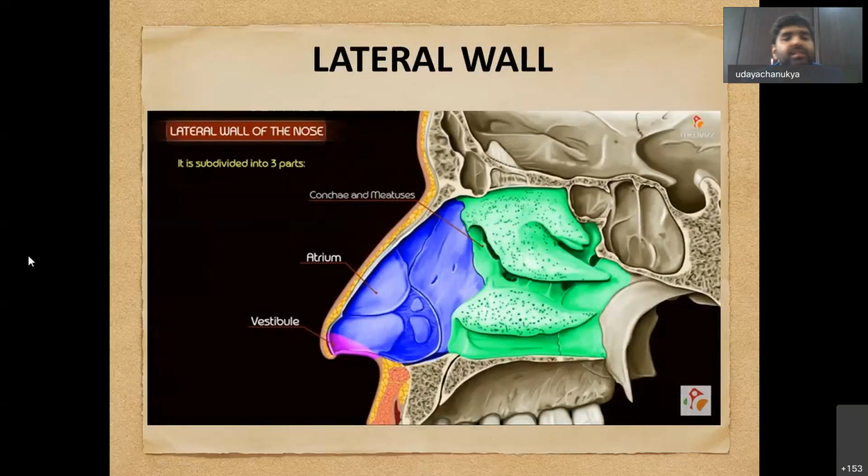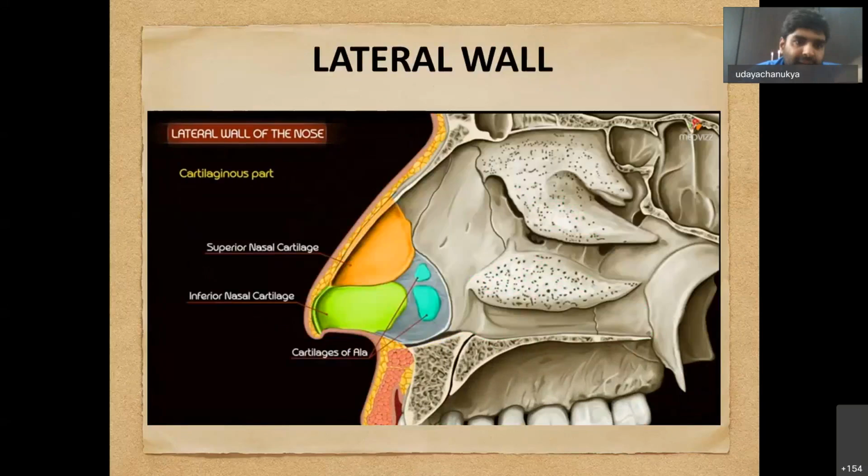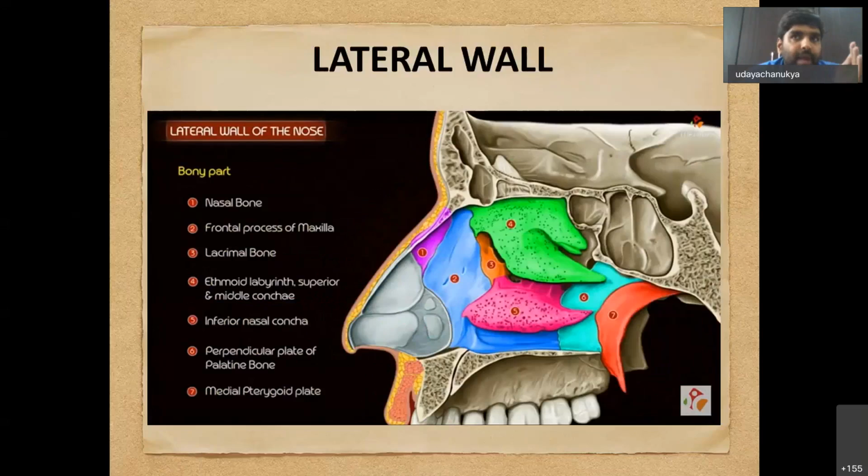Coming to the lateral wall. The lateral wall is divided into three subparts: 1. Vestibule, 2. Atrium, 3. Conchae and meatus. Again, the lateral wall of the nose has a cartilaginous part and a bony part. The lateral cartilaginous part is formed by the upper lateral and lower lateral cartilage along with the minor cartilages, whereas the bony part is formed by various bones. Numerically, to enumerate, it is 7 separate bones.